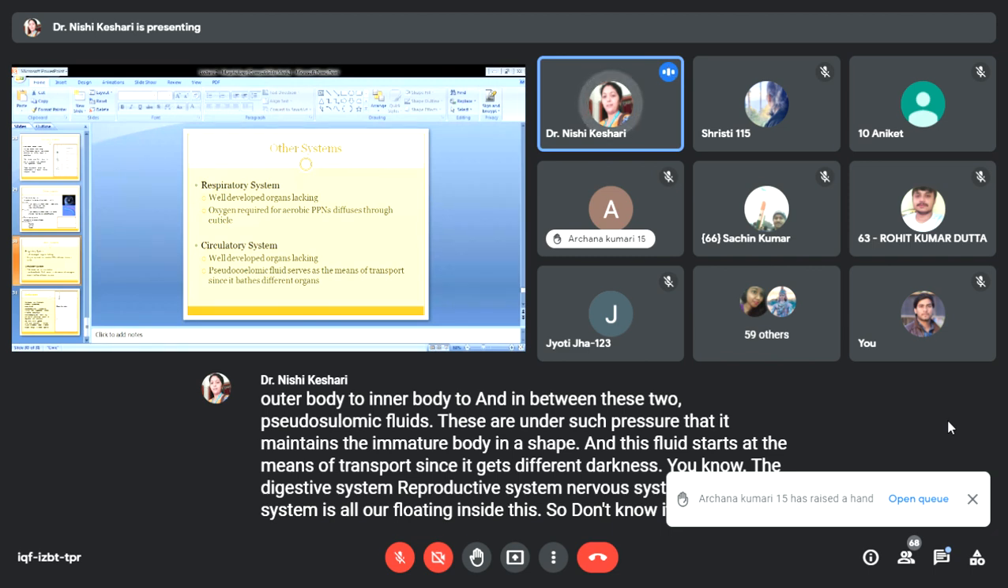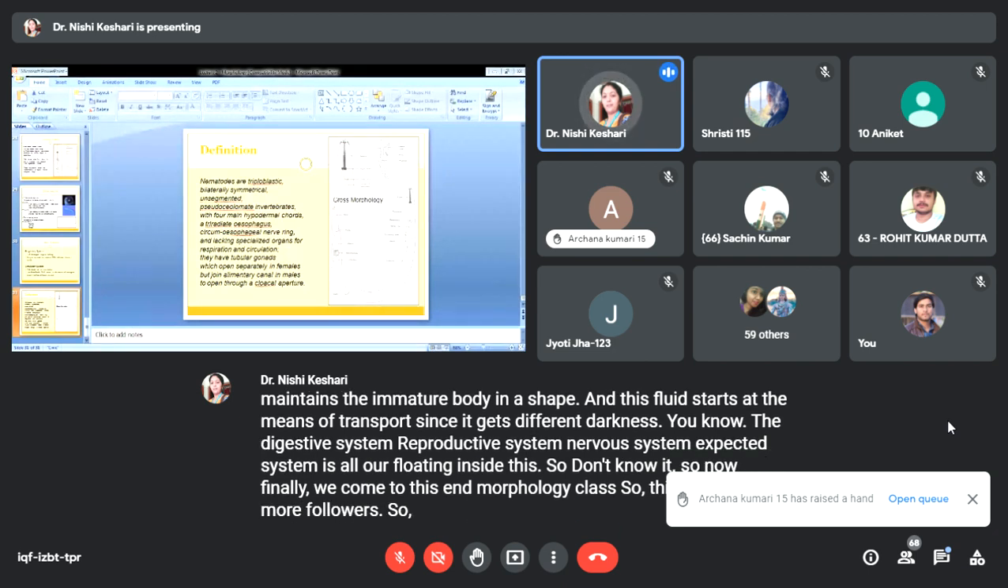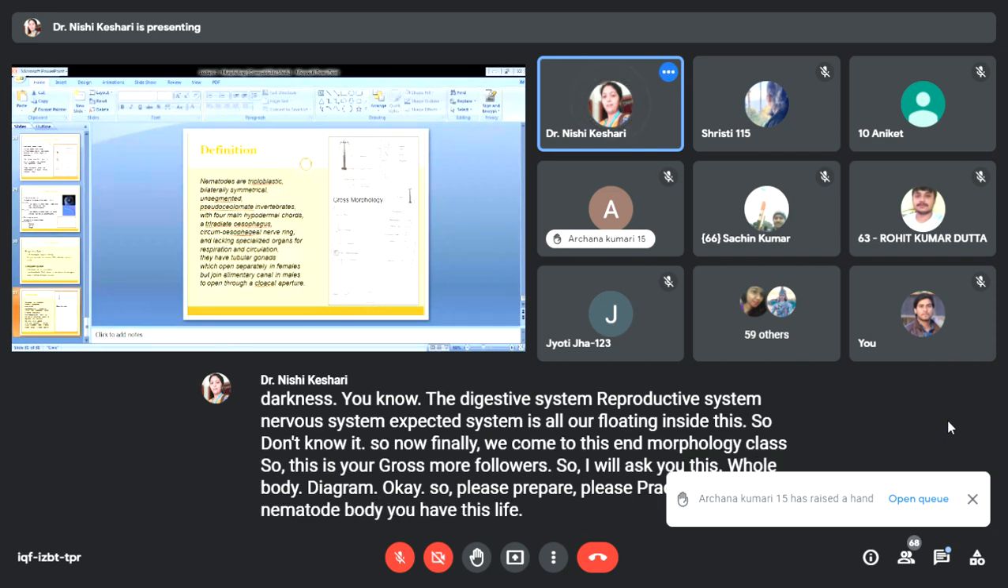So now finally we come to this end morphology class. So this is your gross morphological class. So I will ask you this whole body diagram. Okay. So please prepare, please practice this nematode body. You have the slide. Practice with the diagram.